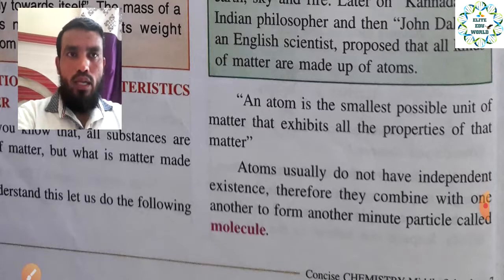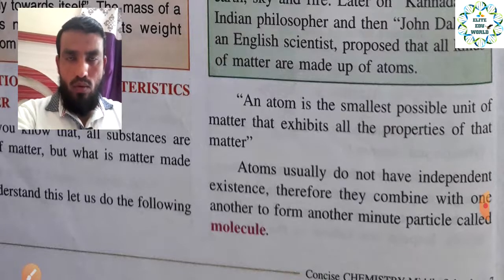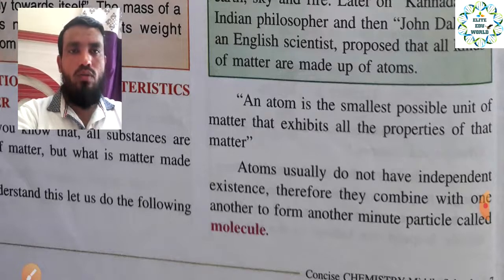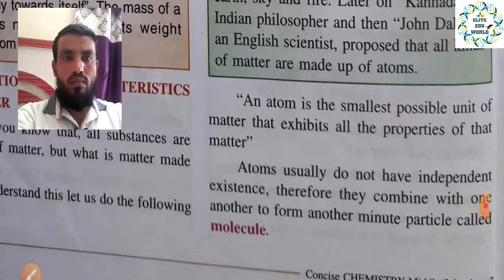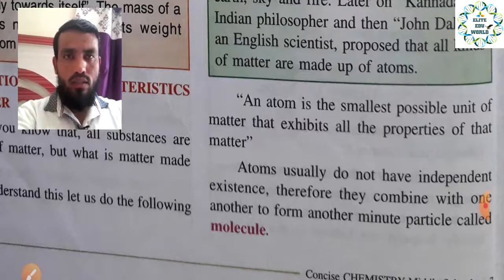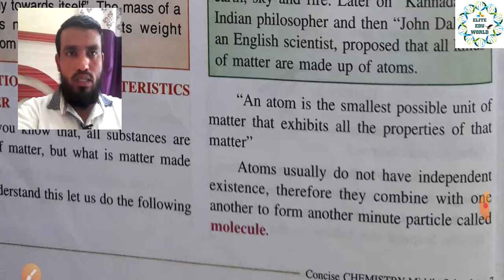So an atom is the smallest possible unit of matter. What are the possibilities to divide matter into smaller and smaller particles? So that is called the atom, which exhibits all the properties of that matter. The smallest quantity still has all the properties, which do not change, all the properties of the same matter, whether it is divided into smaller and smaller parts.